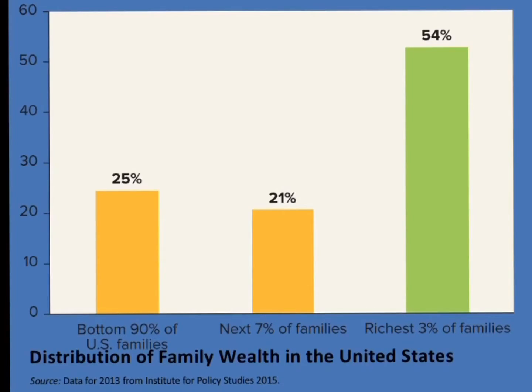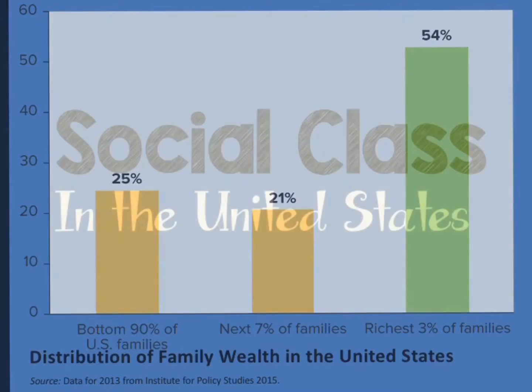So according to this chart, the richest 3% of families controls 54% of the nation's wealth. Again, we have 7% of families controlling 21% of the nation's wealth, and then the bottom 90% of families control about a quarter of the nation's wealth. So there is definitely a difference here.